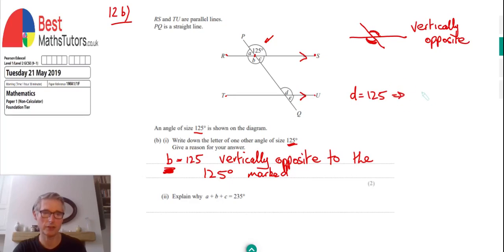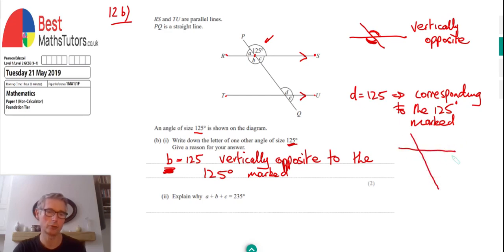The reason for that is it's corresponding. So it's corresponding to the 125 degrees marked. And what that means is corresponding is when we have a situation like this, where we've got a line that crosses two parallel lines. So I'm going to show the parallel here, like this, and a corresponding angle. You can imagine this angle here corresponds to this angle here. And we can see really it's corresponding because it's almost as though it's just been moved up from this position here to this position here.